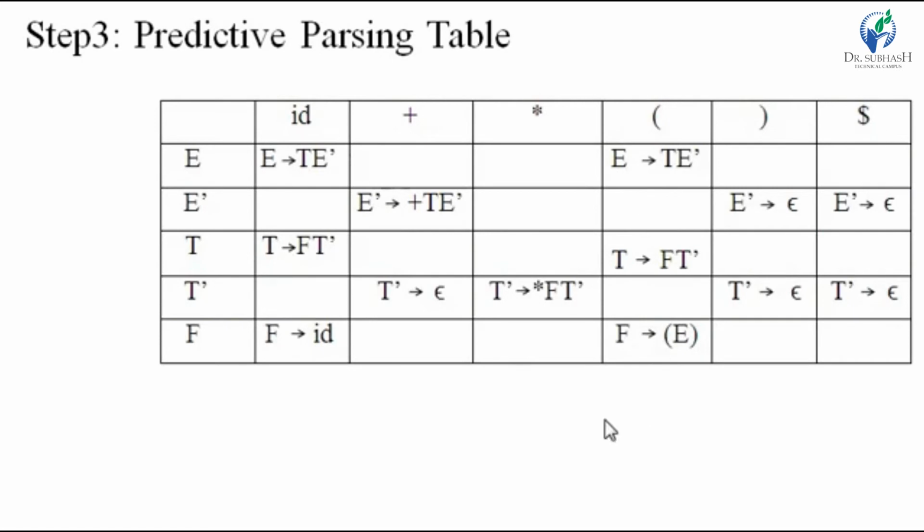In a predictive parsing table, if for any specific row and column there are multiple entries, then this grammar is not LL1. In this example, I cannot find any multiple entry for the same row and column. So this grammar is LL1 grammar. But if you find multiple entries in a predictive parsing table, then that grammar is not an LL1 grammar.